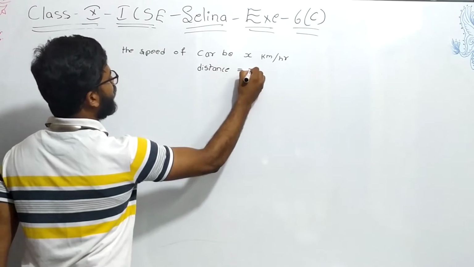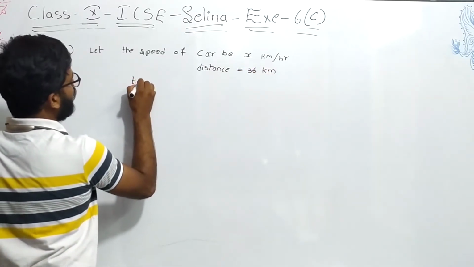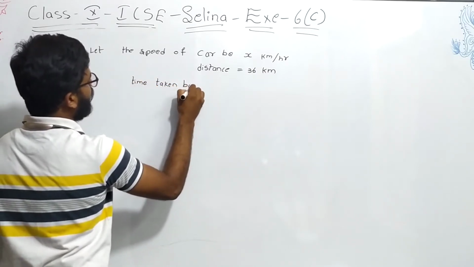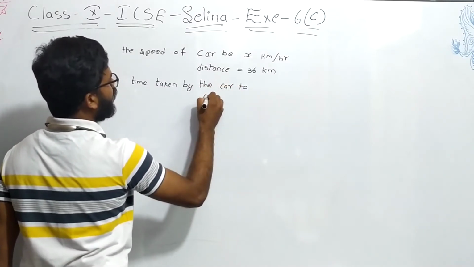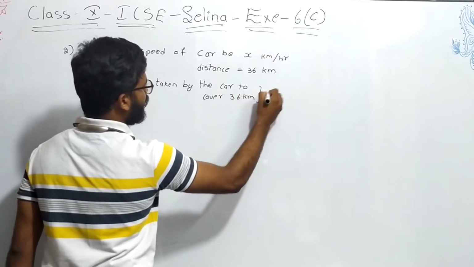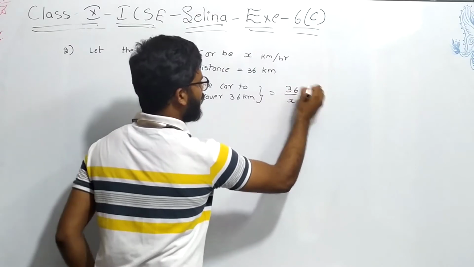Distance is equal to 36 kilometers. So the time taken by the car to cover 36 kilometers is equal to distance by speed, right? So 36 by x hours, right?